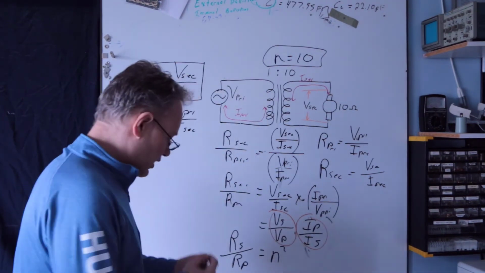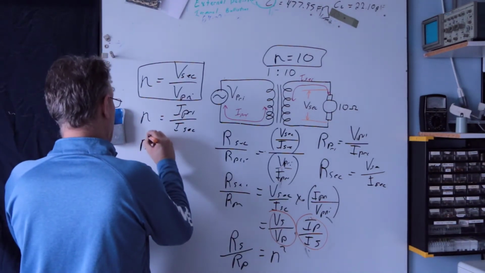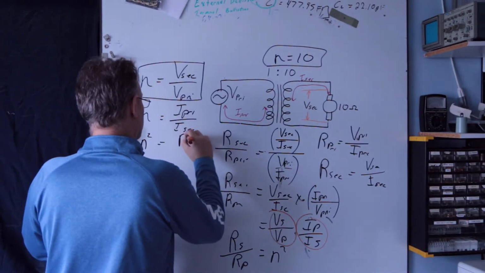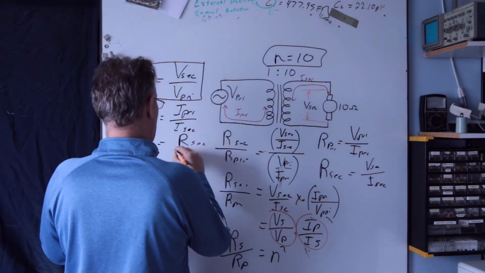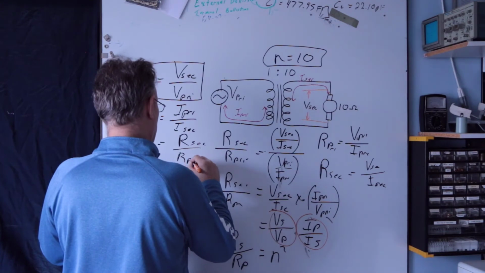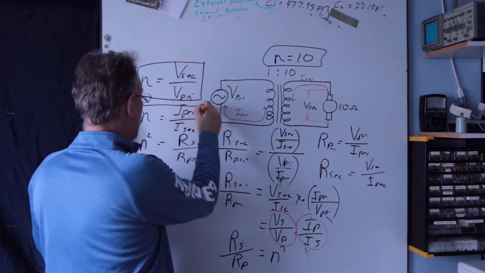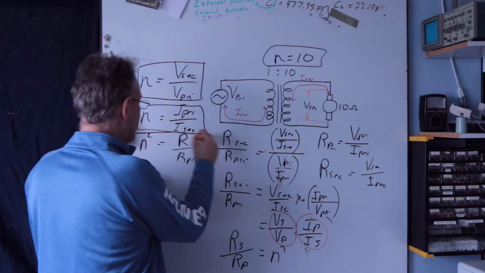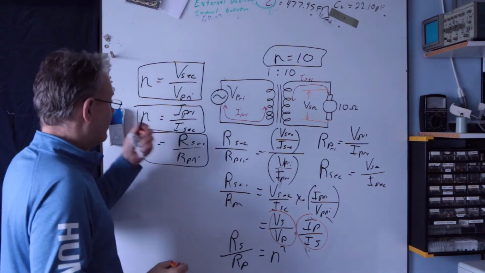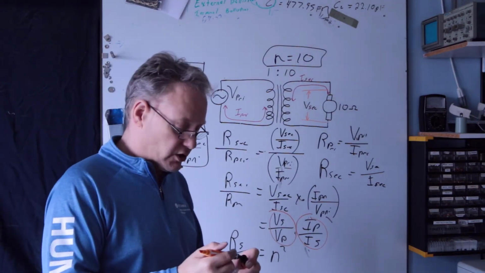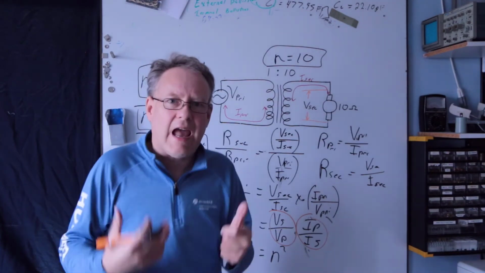So it's pretty cool. So what we can do is we can write this over here. We can also say that N squared equals R secondary over R primary. So we have the three different types of N relative to resistance, current, and voltage. And then from there we can do some really cool math. So I'm going to show you this and demonstrate this in more of a tangible example.